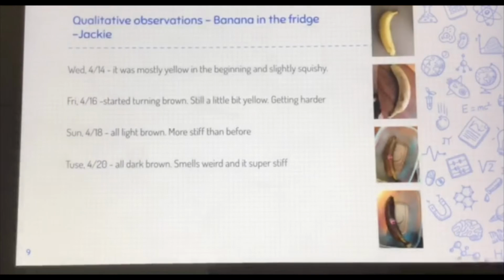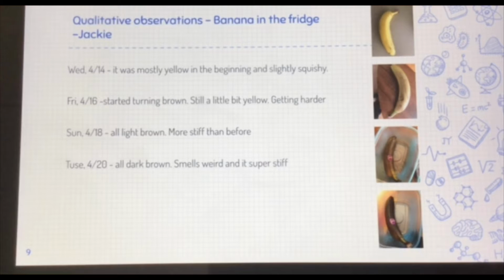So these are Jackie's observations. She did the banana in the fridge. On Wednesday, it was mostly yellow in the beginning and slightly squishy. Then, as you can see in the picture, it looks bright yellow. For Friday, it started to turn brown, but still a little bit of yellow. She mentioned that it was getting a little bit harder.